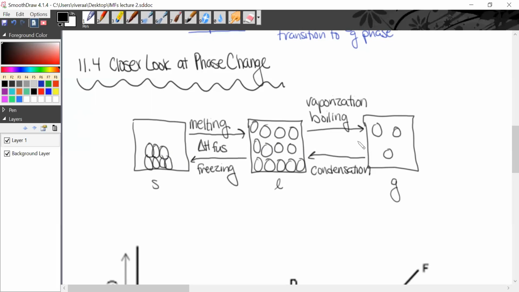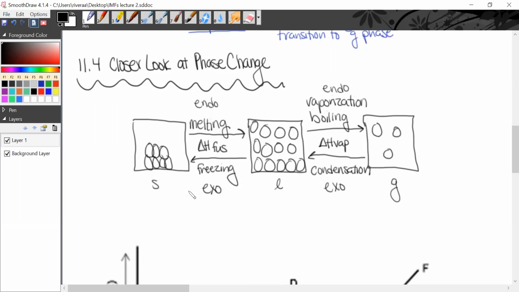The amount of heat needed to boil something, or in reverse, take that heat away to condense it, is the delta H of vaporization. And again, going this way, endothermic, add heat to a substance to get it to go solid to liquid to gas. Going in reverse, you have to take that heat away from that substance. That substance has to release heat to go from gas to liquid. The substance has to release heat to go from liquid to solid.